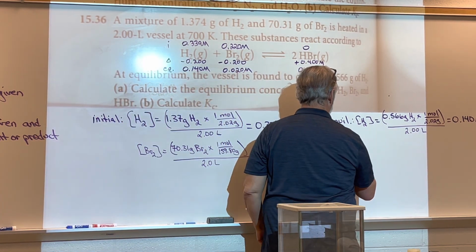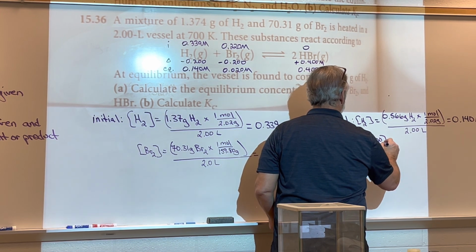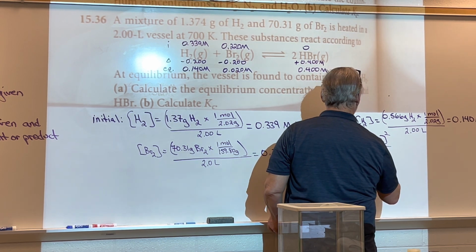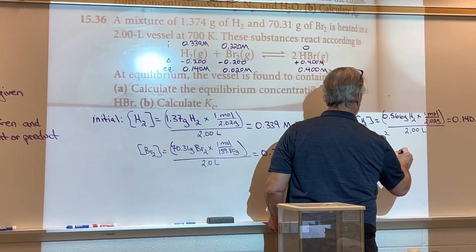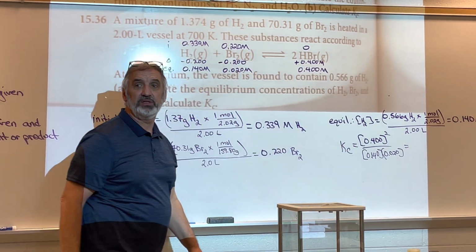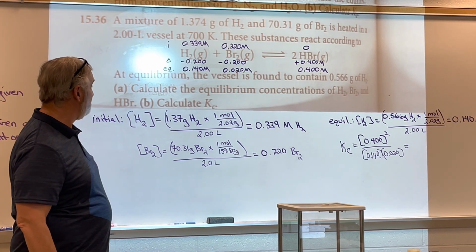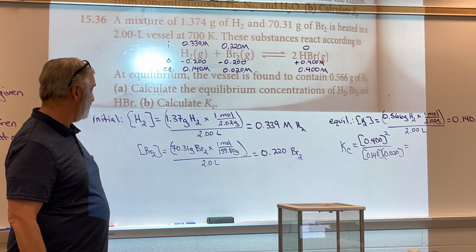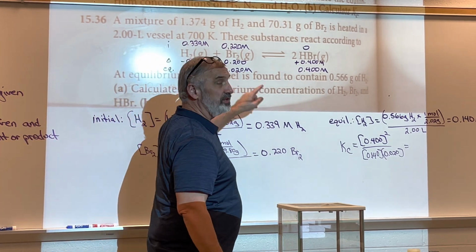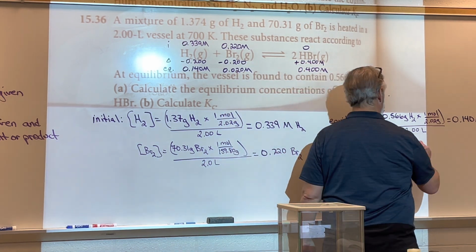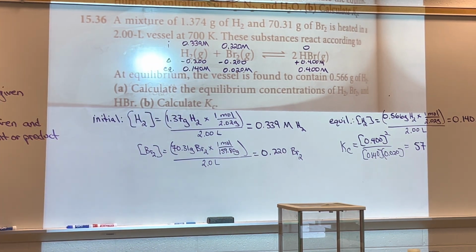So now we just plug it in. Kc is going to equal 0.4 squared divided by 0.14 times 0.02. And all that comes out to equal 57.1. And how many sig figs throughout there? We have 3 and 3, 3, we should have 3, but this ends up only being 2, isn't it? So 2 sig figs, it's 57. So is this a product favored or a reactant favored reaction? Product favored, because it's greater than 1.